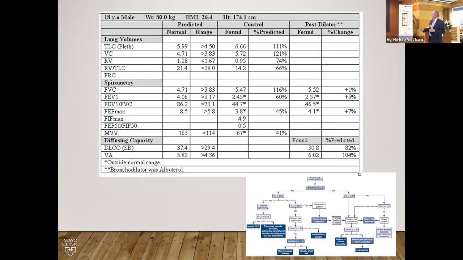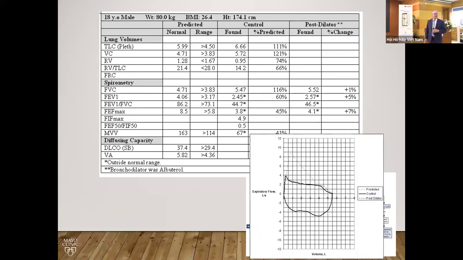But if we're looking at data, the ratio is low, so he has obstruction. No bronchodilator response. Normal lung volumes, on the low side for RV/TLC, but that's okay. And normal diffusion. So the only abnormality we have is a reduced ratio. He has obstruction. So then we go back to looking at the curve. And the curve looks like something that is blunted, right? So if we looked at his predicted peak flow, his predicted peak flow is 8.5 liters per second. His actual peak flow is only 3.8.